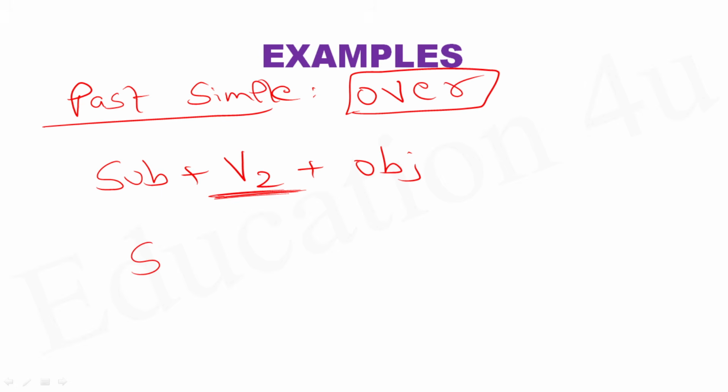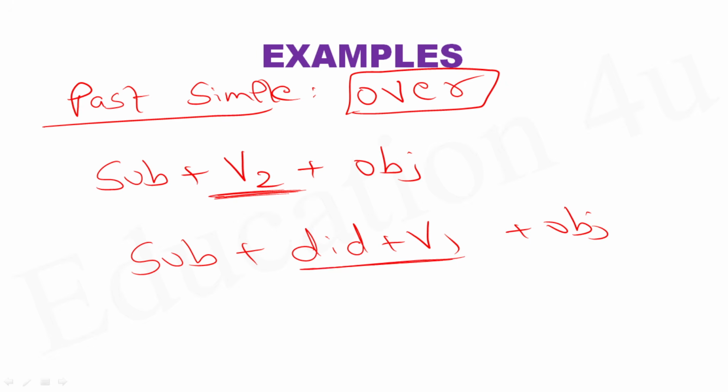But always remember, whenever you want to add a helping verb, which means helping verb is used when a statement is negative, or helping verb is used when you're asking a question. In such cases, did plus V1 is what exactly happens. So now V2 becomes did plus V1. See the difference? Subject plus V2 plus object, which means subject plus did plus V1 plus object. This is fundamentally a very important point here.